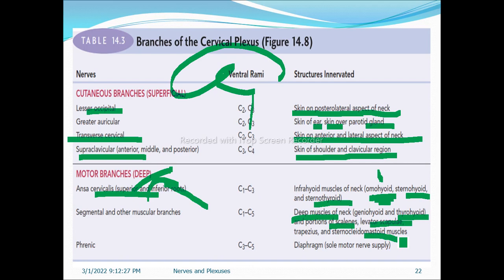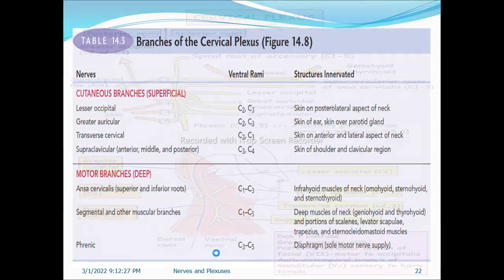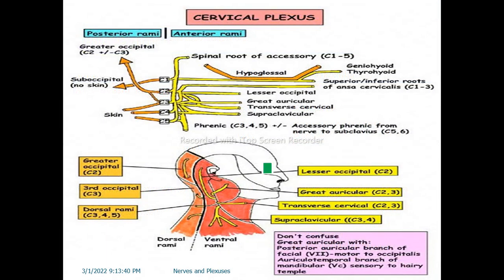And the last one is the phrenic nerve. Phrenic nerve is the sole motor supply for the diaphragm. It arises from C3, C4 and a portion of C5. So this is an important picture.